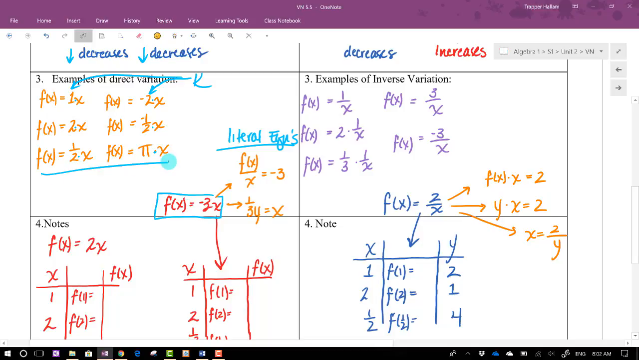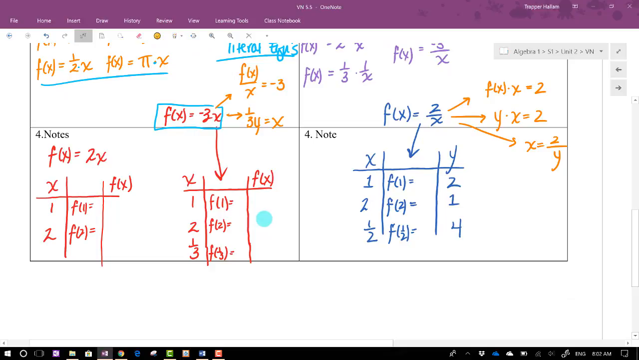So let's explore what's going on with a direct variation. We're going to take this one here, the direct variation of f of x equals 2x. We're going to put it in our evaluation table, and we're going to put some inputs in.